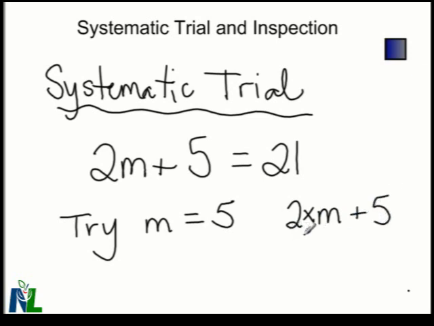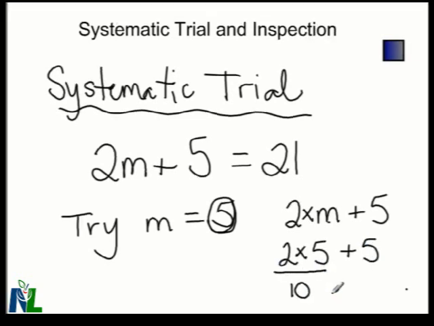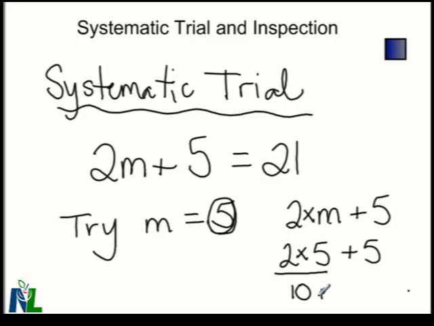So 2m plus 5 is the same thing as 2 times m plus 5. And we said we're going to try the number 5. So we're going to do 2 times 5 plus 5. And you need to remember your order of operations. You multiply first. So we're going to do 10 plus 5, and that gives us 15. Is that the answer to the equation?